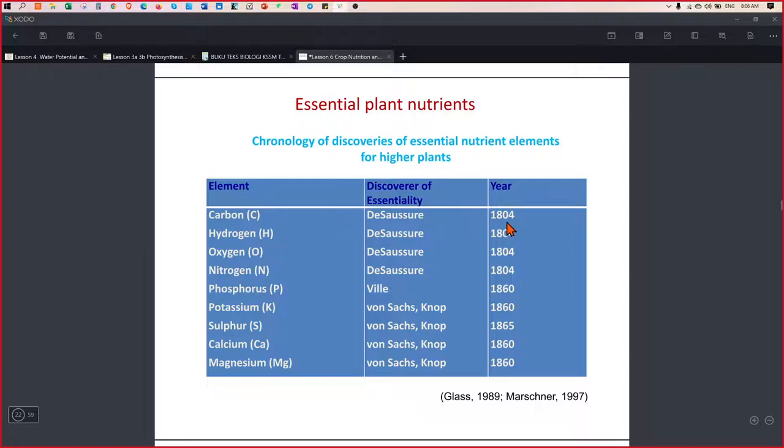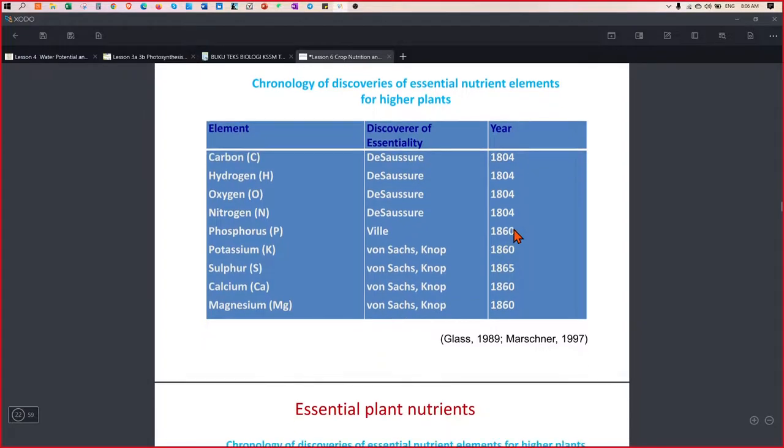Okay, it started in the 1800s. You can see this is like 200 years ago, right? So it gets progressively, it starts with what? It starts with the CHO, the framework.